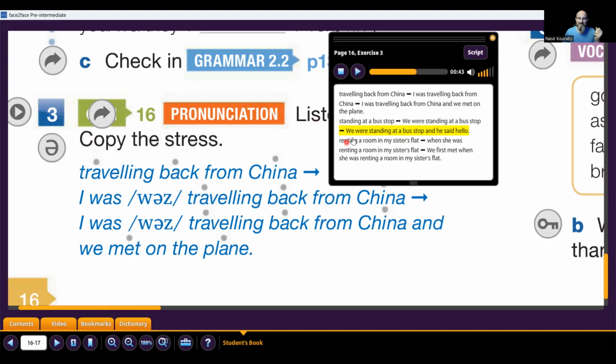Wow, it's very nice. Renting a room in my sister's flat. When she was renting a room in my sister's flat. We first met when she was renting a room in my sister's flat.